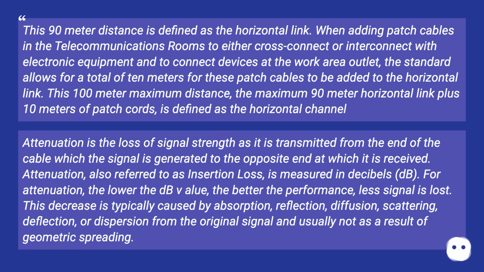Attenuation is the loss of signal strength as it is transmitted from the end of the cable at which the signal is generated to the opposite end at which it is received. Attenuation, also referred to as insertion loss, is measured in decibels, dB. For attenuation, the lower the dB value, the better the performance, as less signal is lost. This decrease is typically caused by absorption, reflection, diffusion, scattering, deflection, or dispersion from the original signal, and usually not as a result of geometric spreading.